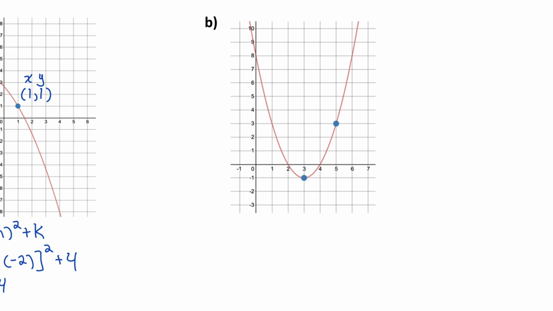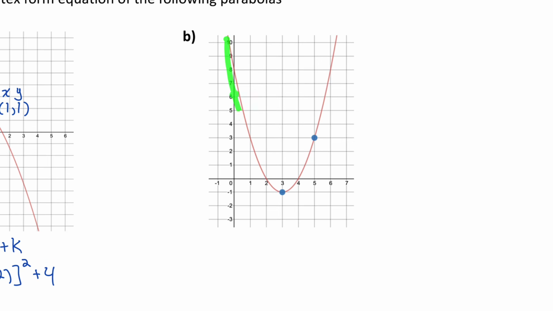And now let's do one more question like this. For the graph of this parabola, let's find its vertex form equation. Starting by looking at its vertex, I see the vertex is at the point 3, -1. So that is the h and k value. And then I need one other point, which I see this point right there is at the point 5, 3. That can be an xy point that is on the graph of the parabola.